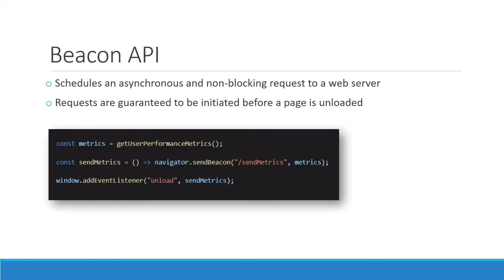Let's say you have a method called getUserPerformanceMetrics that does all these calculations, performance.getEntries, and populates all the entries into the metrics object. Then you can define a method sendMetrics that calls navigator.sendBeacon. You pass it your server endpoint and the metrics, basically the object. And then you set up an event listener on the window for the unload event, and you attach your method in there. So this way, you have a non-blocking request, guaranteed to run.